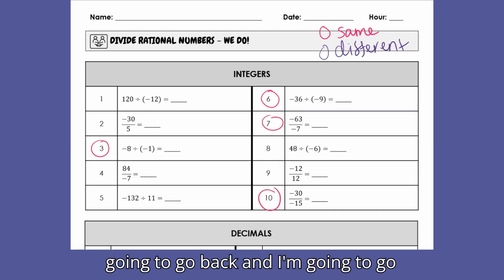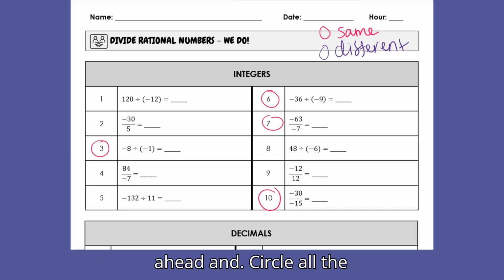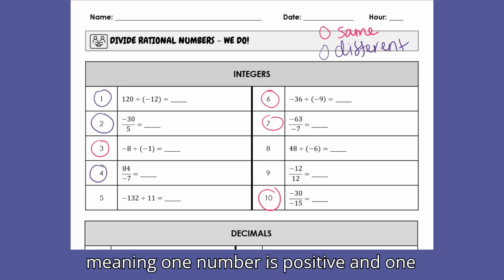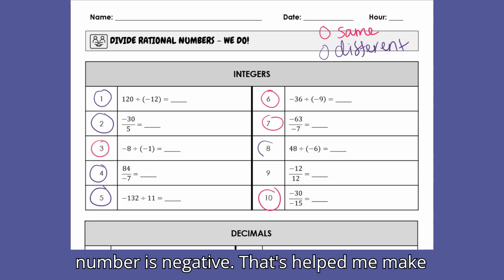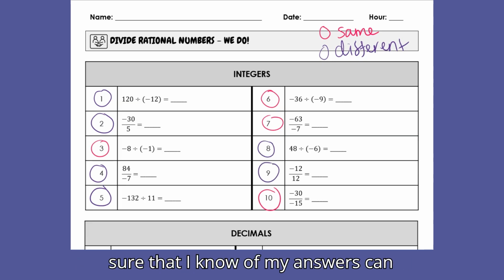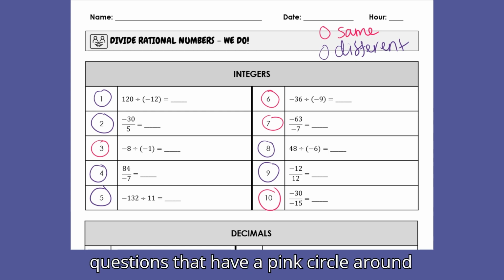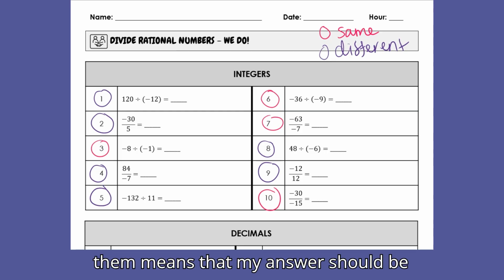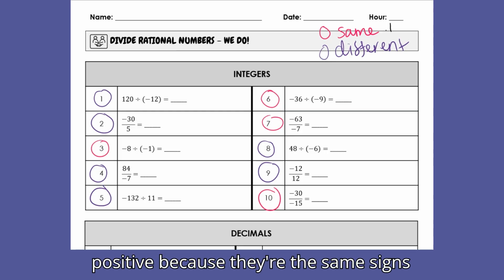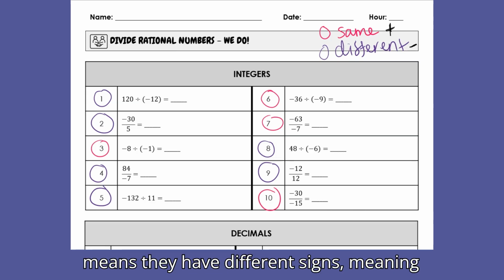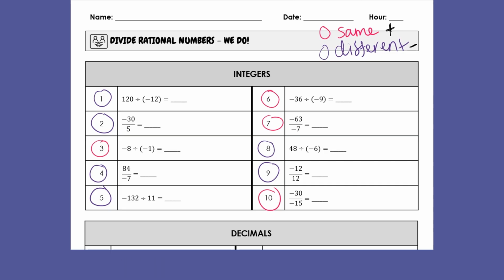And then I'm going to go back and circle all the problems that have different signs, meaning one number is positive and one number is negative. That helps me make sure I know if my answer is going to be positive or negative. So all of the questions that have a pink circle around them mean my answer should be positive because they are the same signs. If my question is purple, that means they have different signs, meaning my quotient should be negative.